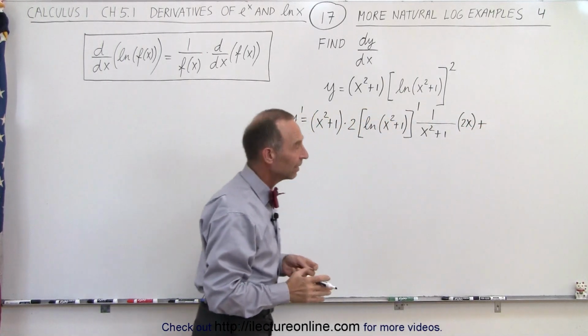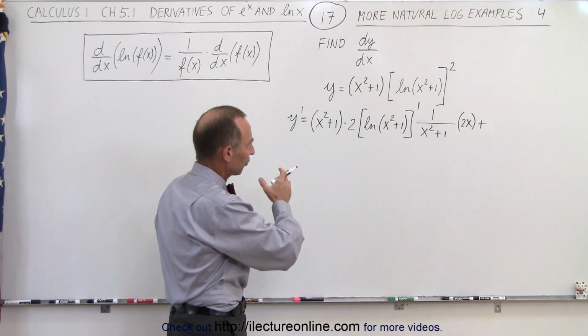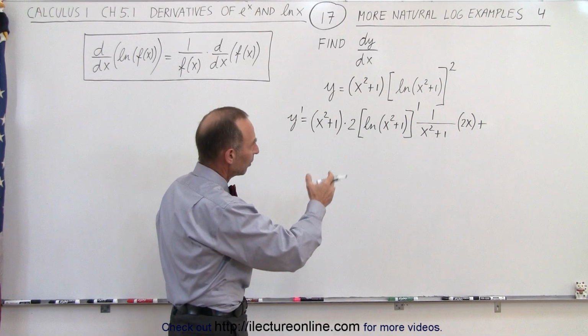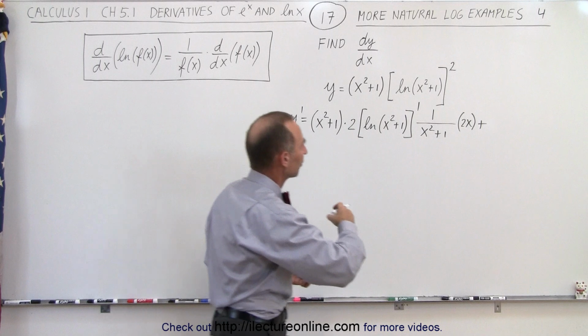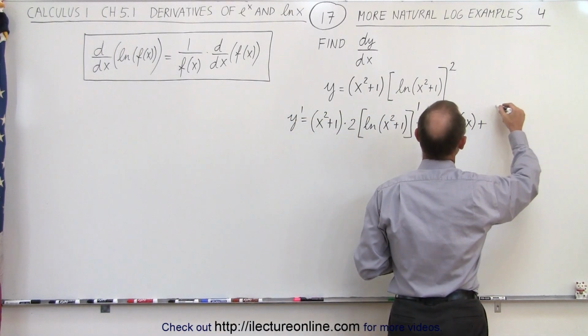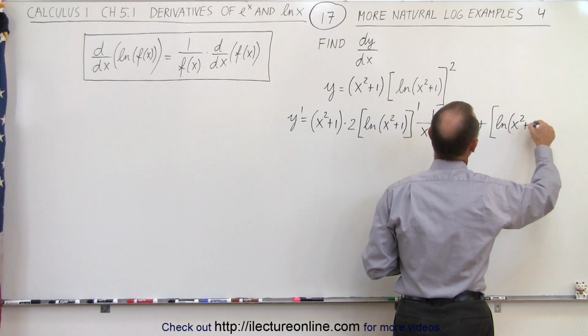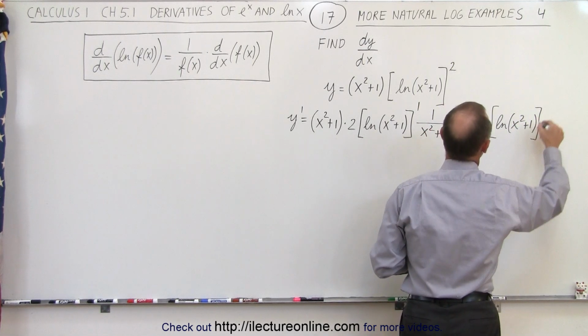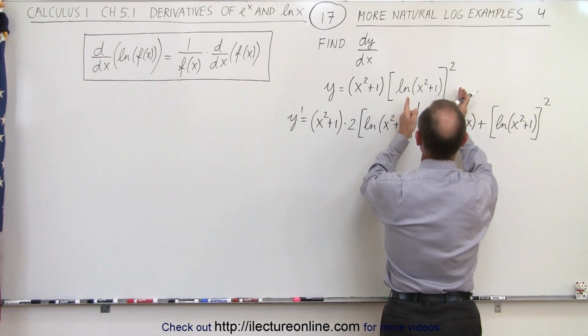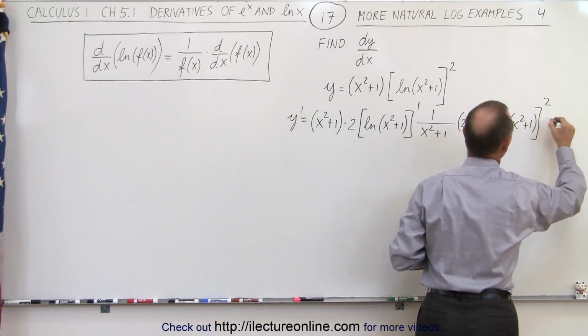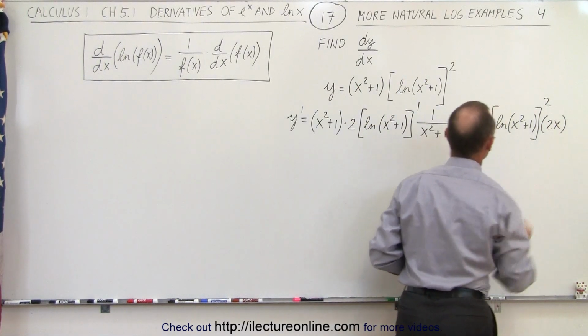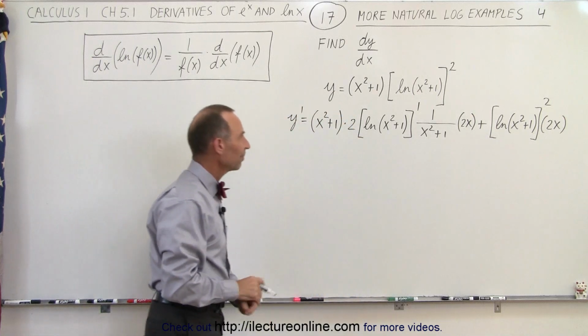So now we've taken the first part of the chain rule. It's the first times the derivative of the second, plus the second times the derivative of the first. So the second would be the natural log of x squared plus 1, quantity squared. So we take the second times the derivative of the first, which is times 2x. And now we have to somehow simplify that.